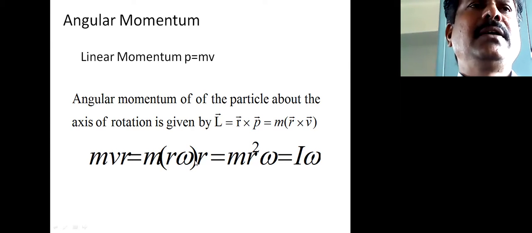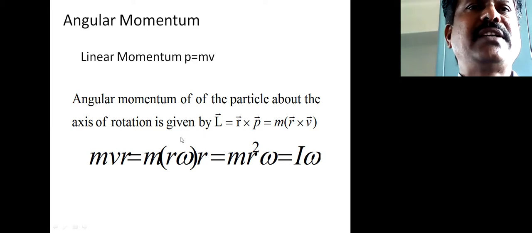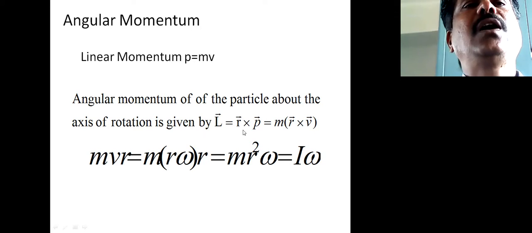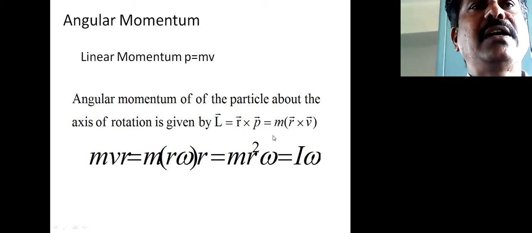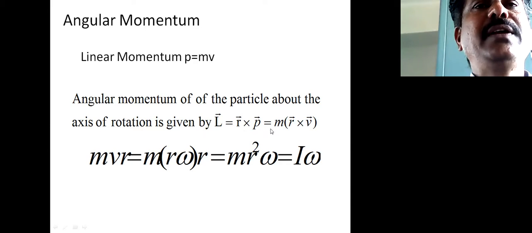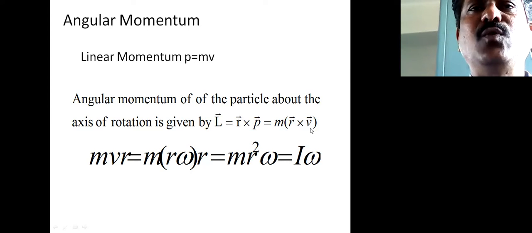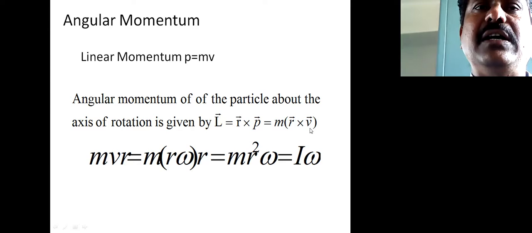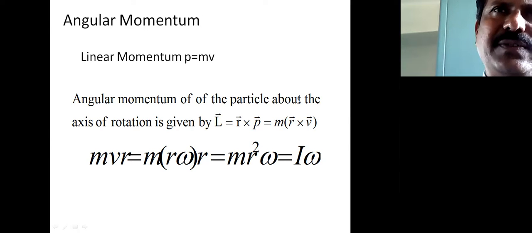So here the angular momentum of the particle about the axis of rotation is given by L is equal to r into p. We know that p is equal to m into v. That's why I have written m outside. Inside you have r into m into v, the m is taken outside, so inside I have written r into omega, r into v. So how do we write these equations?